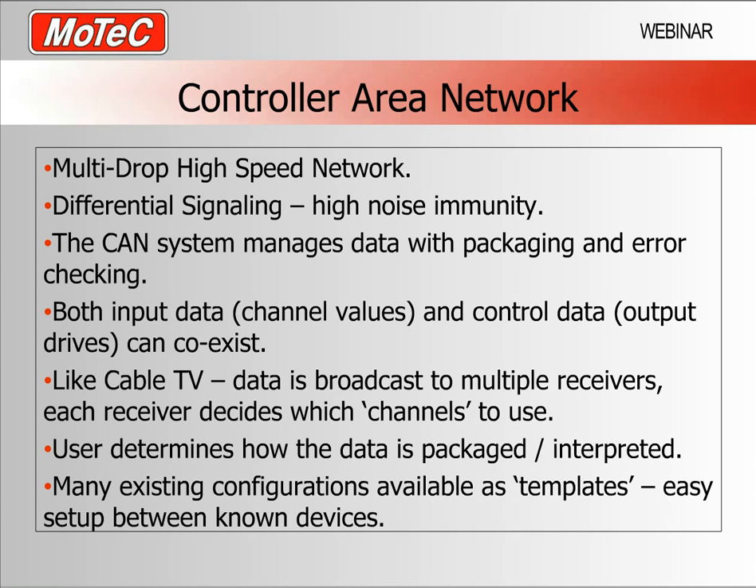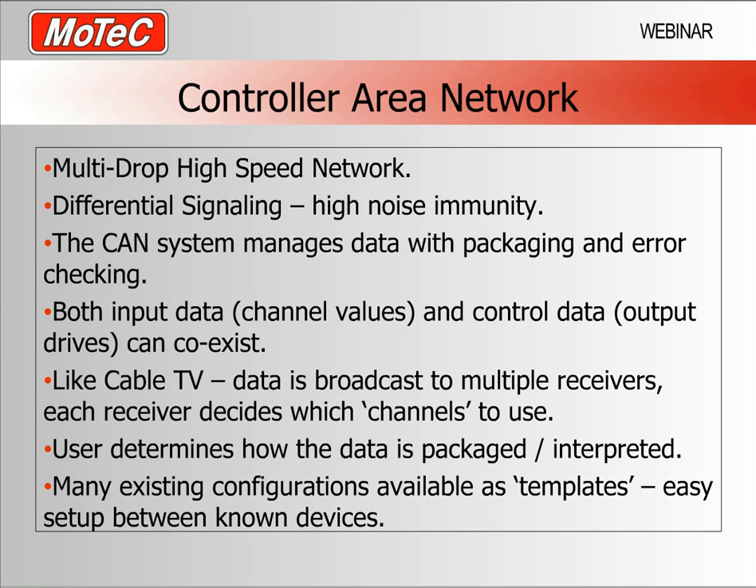So CAN is an acronym which stands for Controller Area Network, and this is most easily equated to something like LAN, which is a local area network, but there are some fairly particular differences. So a controller area network is something that has what we call multi-drop capability, and that means that you can have multiple devices all communicating on the same wiring.